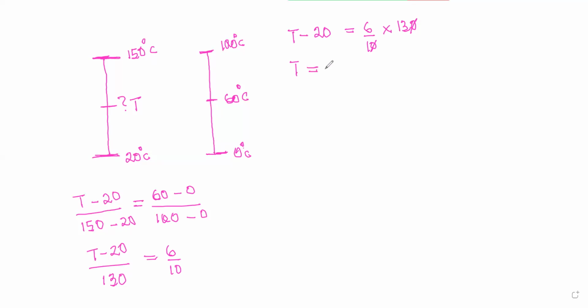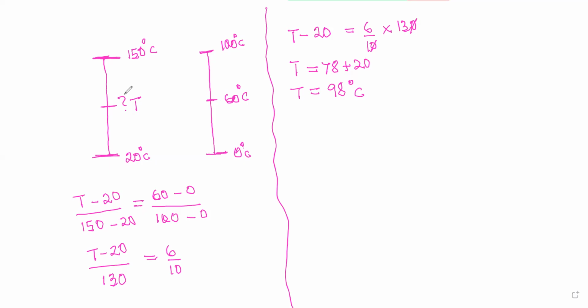T is therefore equal to, what is 6 by 13? That's 78, right? So 78 plus 20, and that is 98 degrees Celsius. Simply, that's it. And most of you got this correct. And then the common mistake I also saw was that some of you used this actual temperature of 60 degrees, whose equivalent is to be determined here. It was interchanged.